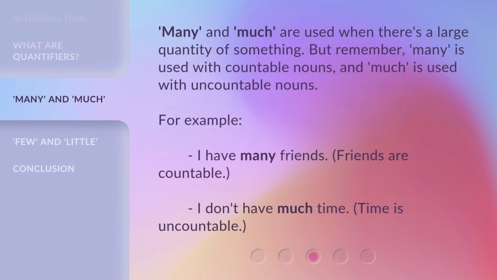Many and much are used when there's a large quantity of something. But remember, many is used with countable nouns, and much is used with uncountable nouns. For example, I have many friends. Friends are countable. I don't have much time. Time is uncountable.